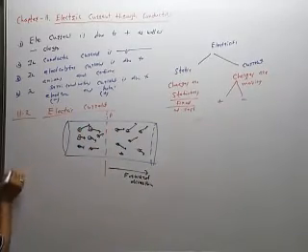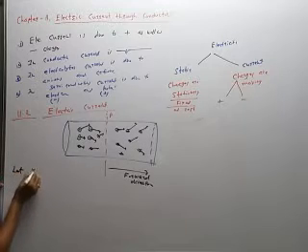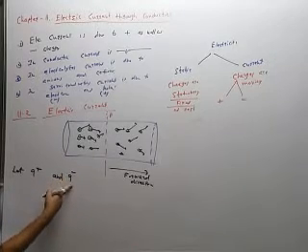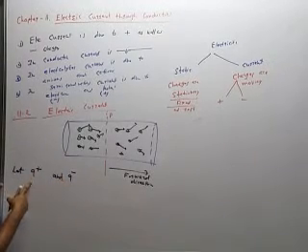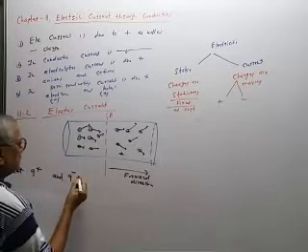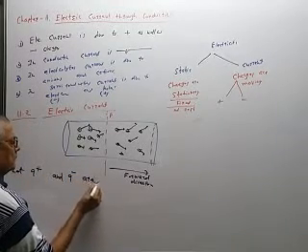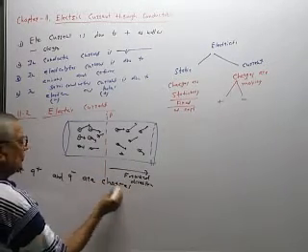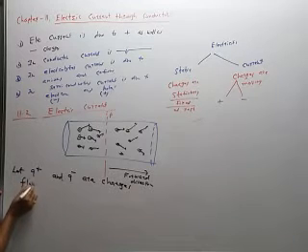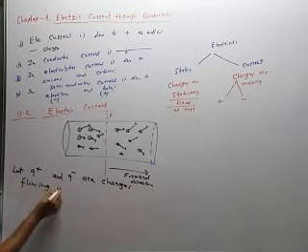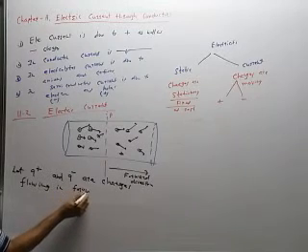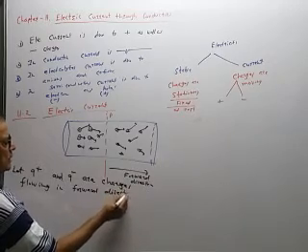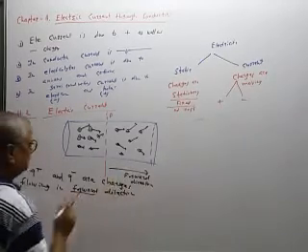So we will assume that Q plus and Q minus, negative charge due to the electrons and positive charge due to the protons, are the charges flowing in the forward direction. Both types of charges are flowing in the same direction, the forward direction.